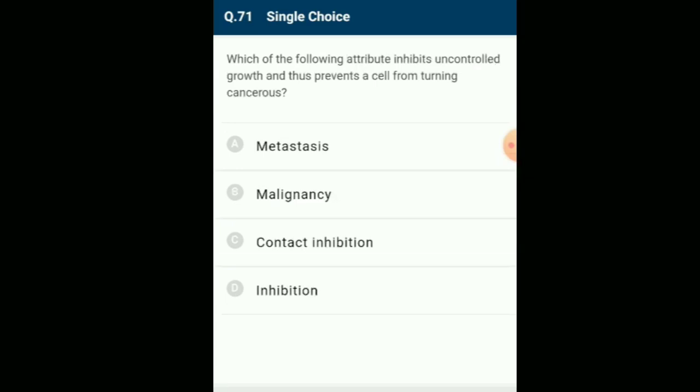Question number 71. Which of the following attributes inhibits uncontrolled growth and thus prevents a cell from turning cancerous? The property shown by normal cells, by virtue of which contact with other cells inhibits their uncontrolled growth, is known as contact inhibition. This property is lost by cancer cells. As a result, they continue to divide and give rise to masses of cells known as tumors. So the answer for this question is option C, contact inhibition.